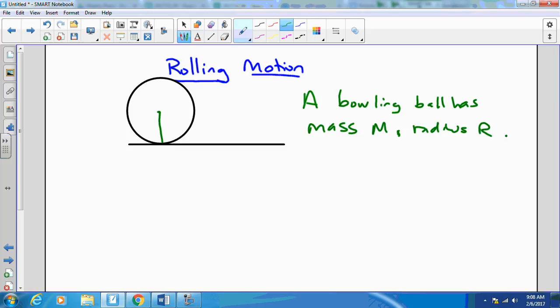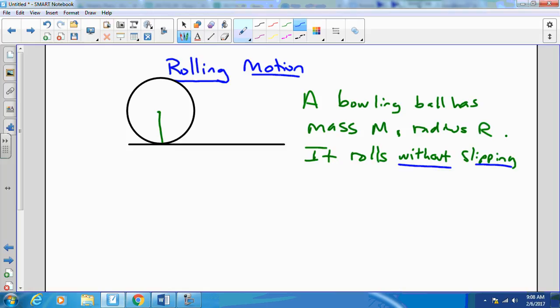Let's just make it easy to make mass m and radius r. Now, this is one of the biggest lies in the history of physics classes. Bowling balls do not roll without slipping. They actually do slip and skid a fair amount, especially if you roll them hard.